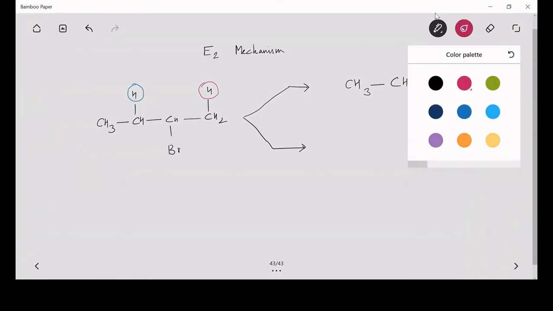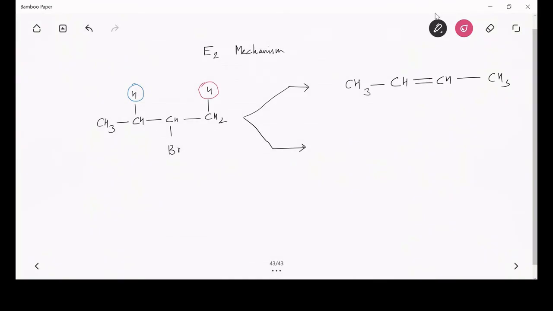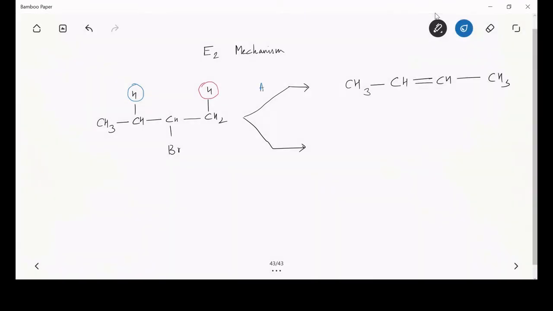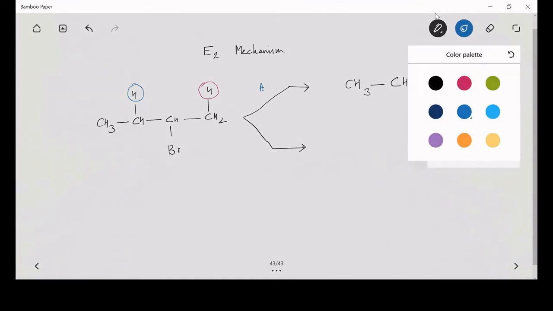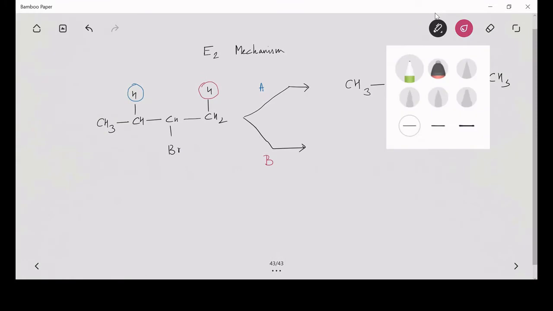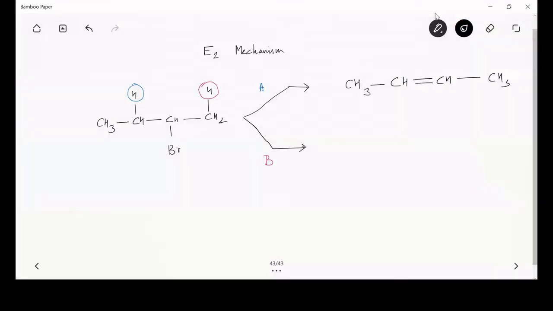So this is route A. And what about route B? When the other proton is deprotonated, we will get another product, which will look like this. CH, double bond, CH2. So two different kinds of alkene are formed.